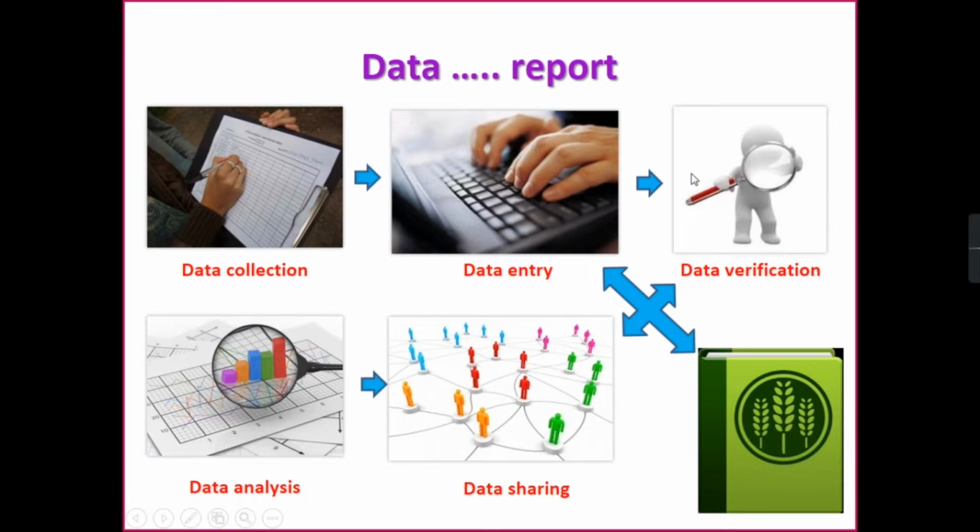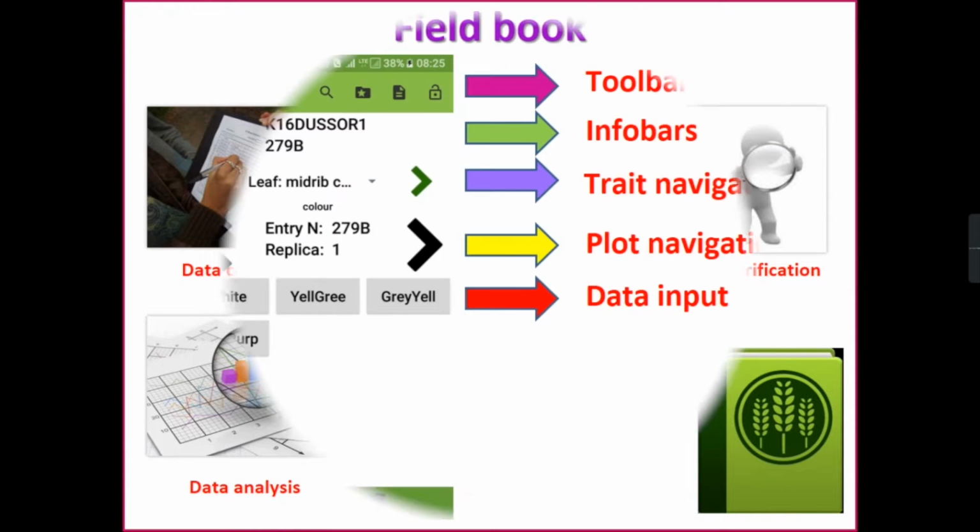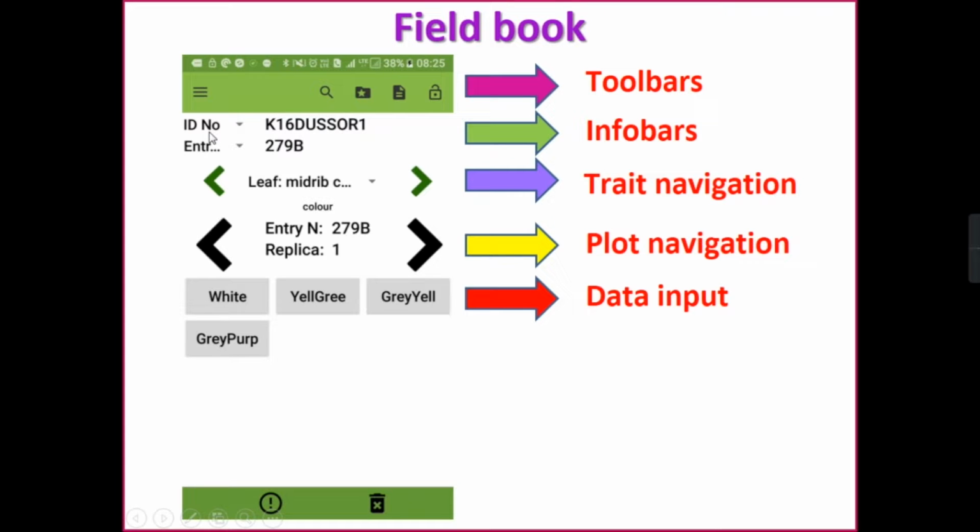After that only we can share the data with others or do analysis, which takes a lot of time. But we can do all these things using only one app known as Fieldbook. Along with the Fieldbook, if we use barcoded labels, it will make data entry more feasible and easy. So this is what the main interface of the app looks like.